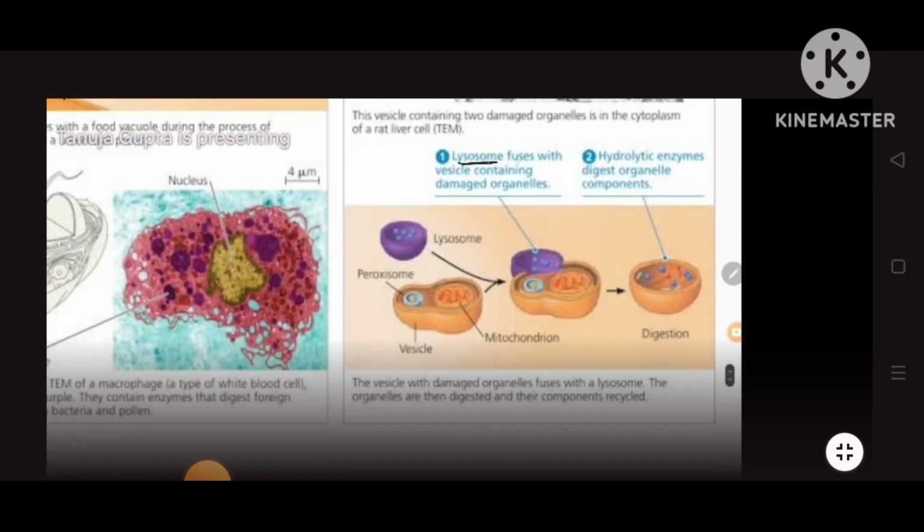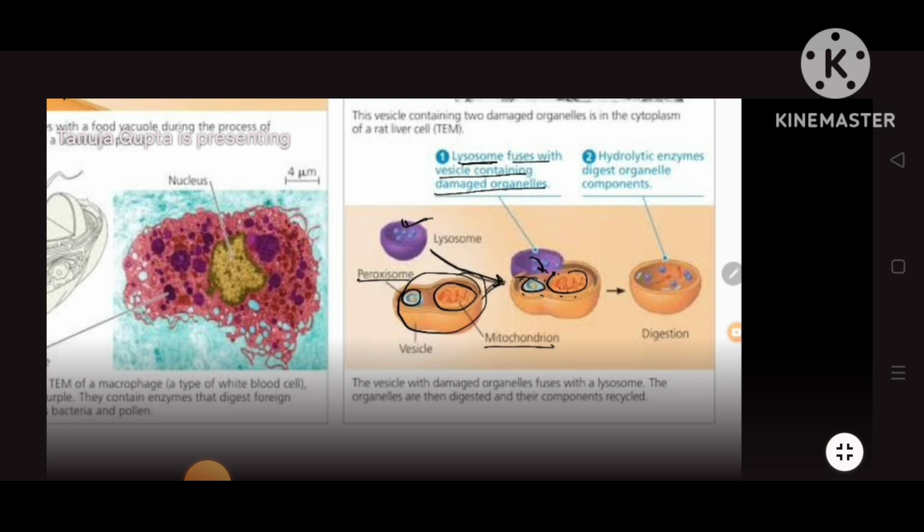Lysosomes come over here and fuse with the vesicle containing the damaged organelles. So this is the lysosome. Here you can see peroxisomes and mitochondria. These two organelles are damaged. They are defective. If they are no more required, they are enclosed in a vesicle. Now this vesicle will fuse with this lysosome. Again the lysosome releases its content inside this vesicle and digests both organelles.